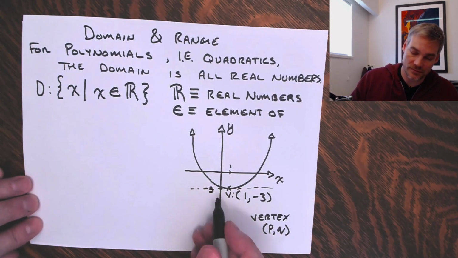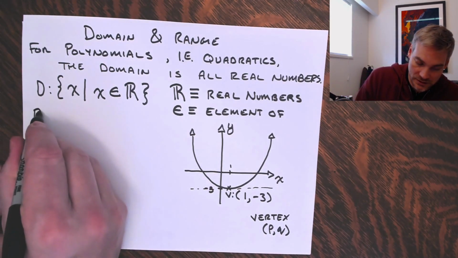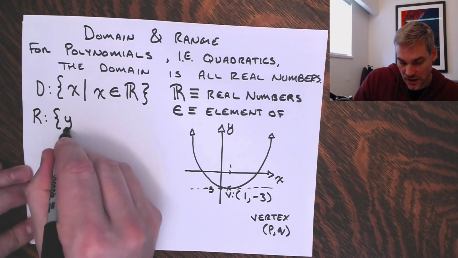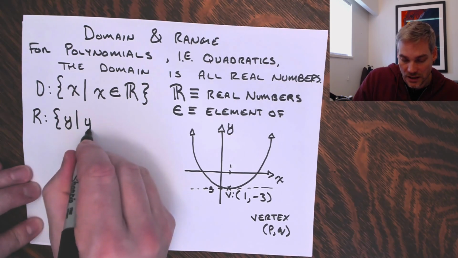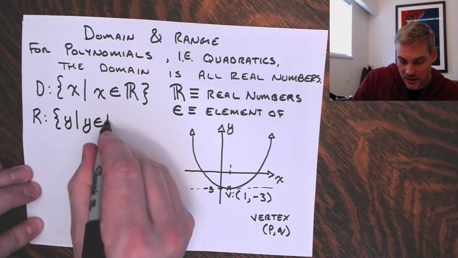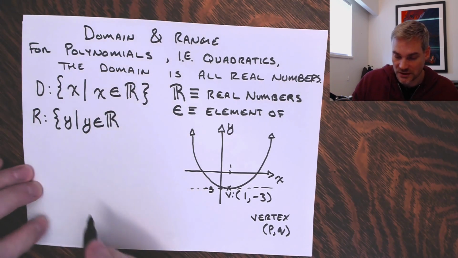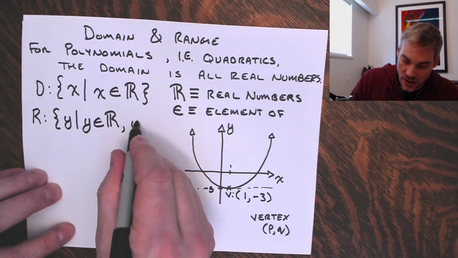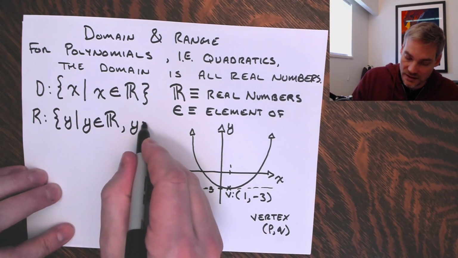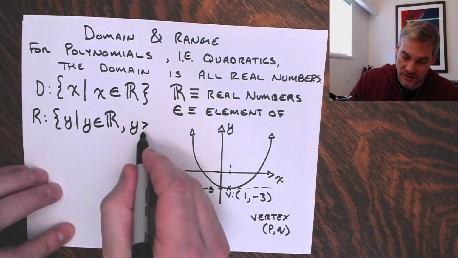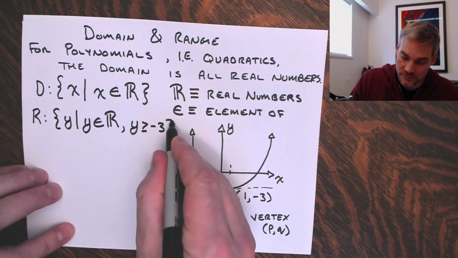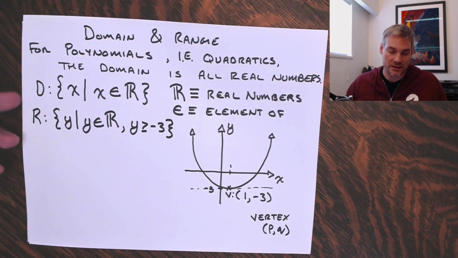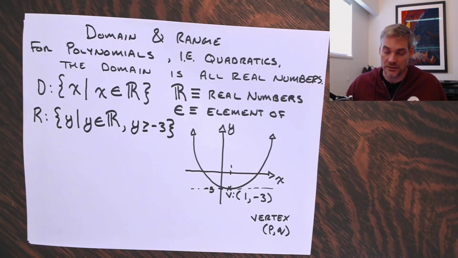So here, we'd write the range, and we use a set brace, and we say y such that y is an element of a real number as well, which means it can just be any number along this line, but it also has the other condition that y has to be bigger than, but it can equal -3. And that's how we'd write the set notation for the range and the domain. And that's how we're going to be writing the range and domain from now on.